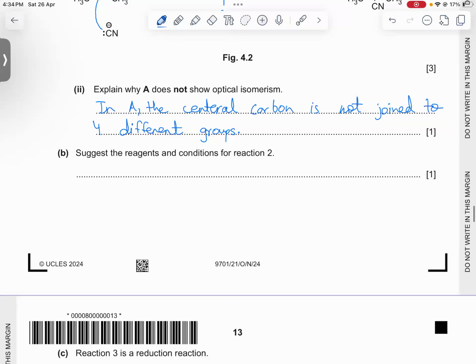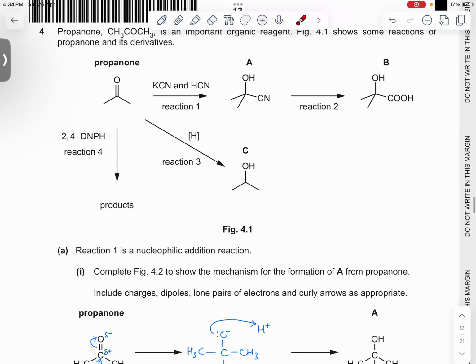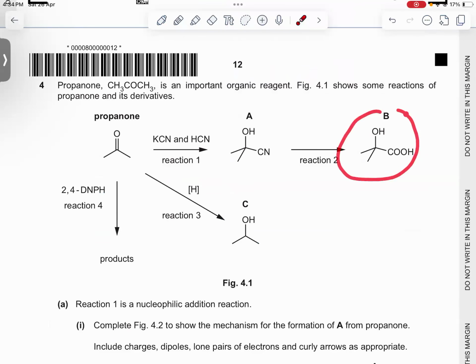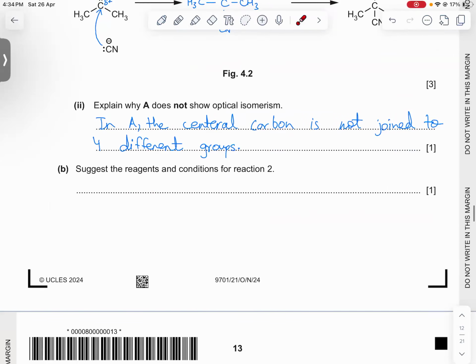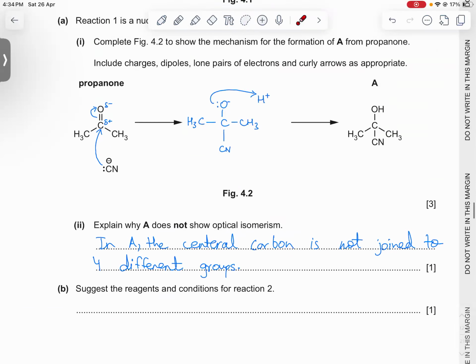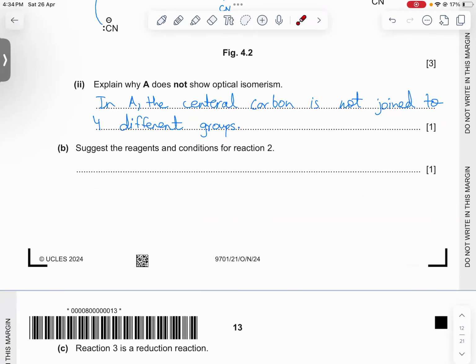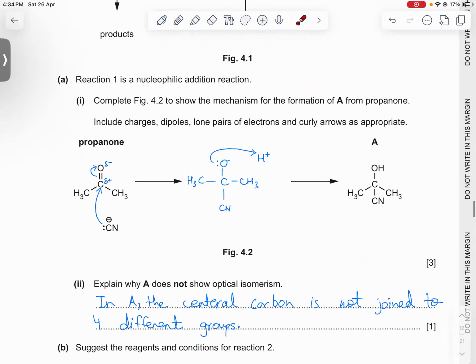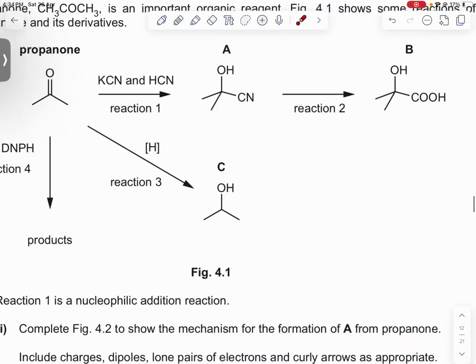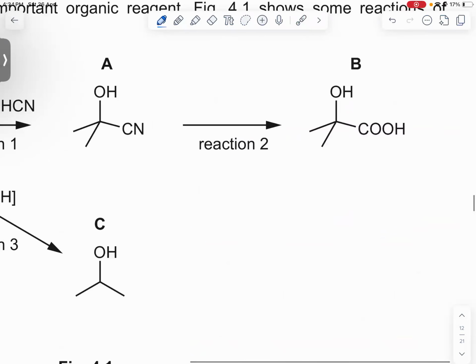Okay. Next question. Suggest the reagents and conditions for reaction 2. What is reaction 2? Reaction 2 is when the cyanide converts into carboxylic acid. So, how do you convert a cyanide into carboxylic acid? You should remember it is the hydrolysis in presence of an acid. This reaction is called hydrolysis in presence of an acid.